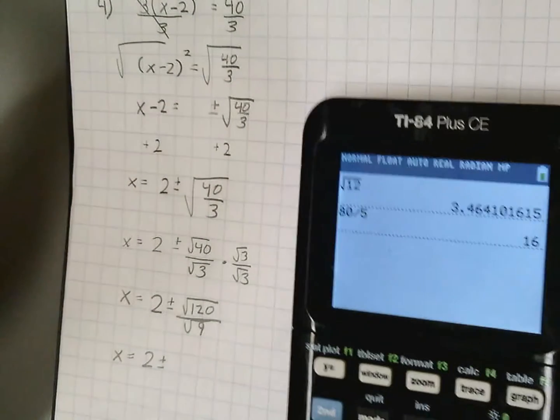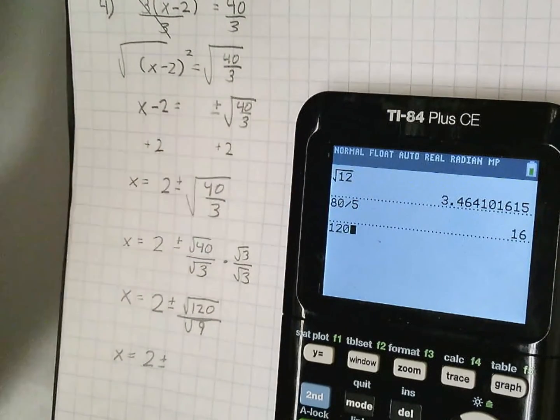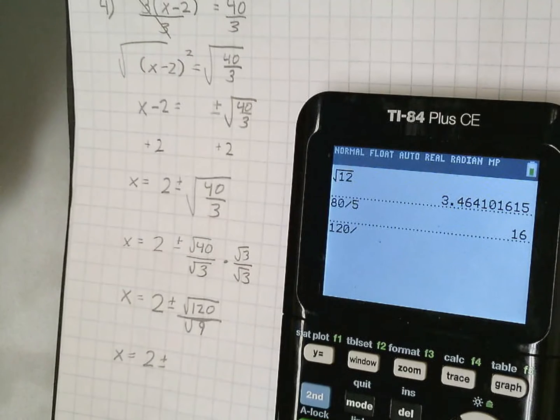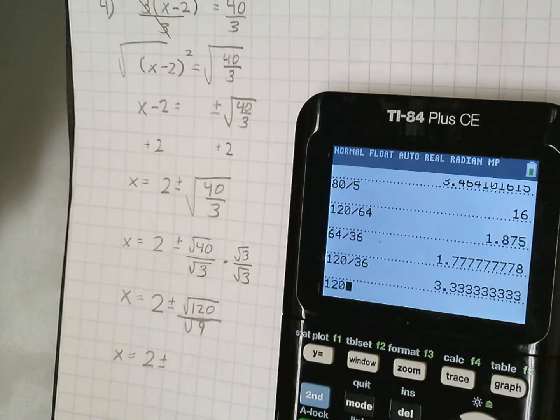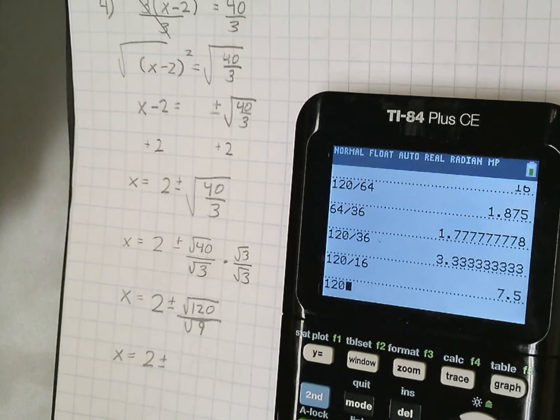Let's see if 120 is divisible by any perfect squares. Let's start with a big one like 64, no. 36, no. Sorry, 120 divided by 36, no. 120 divided by, what's another, maybe 16? No. But it's definitely divisible by 4, I know that. There we go.